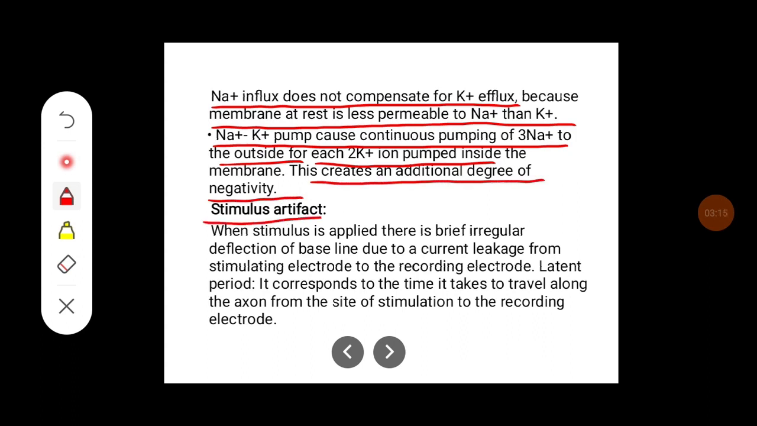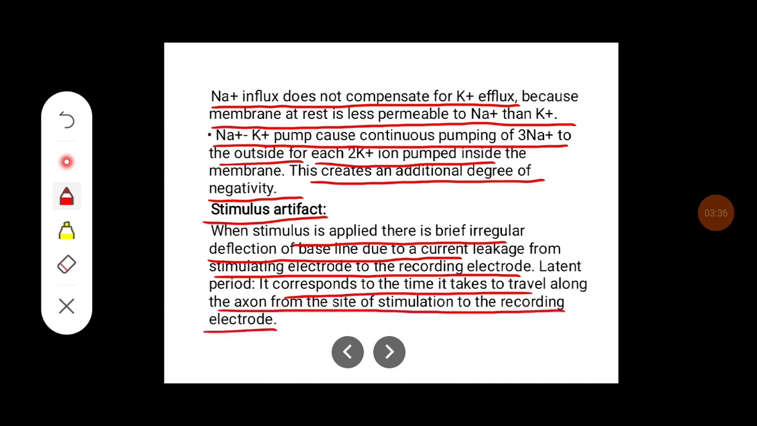And stimulus artifact is when the stimulus is applied, there is a brief irregular deflection of the baseline due to the current leakage from the stimulating electrode to the recording electrode, and the latent period corresponds to the time it takes to travel along the axon from the site of stimulation to the recording electrode.